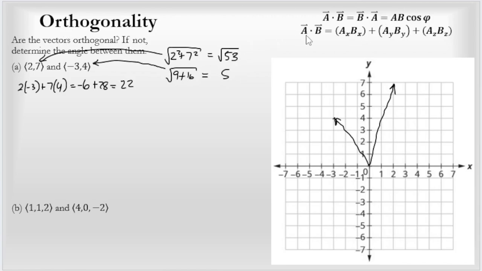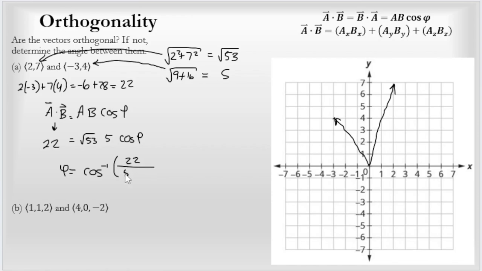So looking at this equation up here, A dotted into B equals the magnitude of A, the magnitude of B, cosine of the angle between them. Just to be explicit, I know A dotted into B is 22. I know A is the square root of 53. I know B is 5. And now I can solve for the angle between them. The angle is the inverse cosine of 22 divided by 5 times the square root of 53. When you run this through your calculator, you will get 52.82, basically.